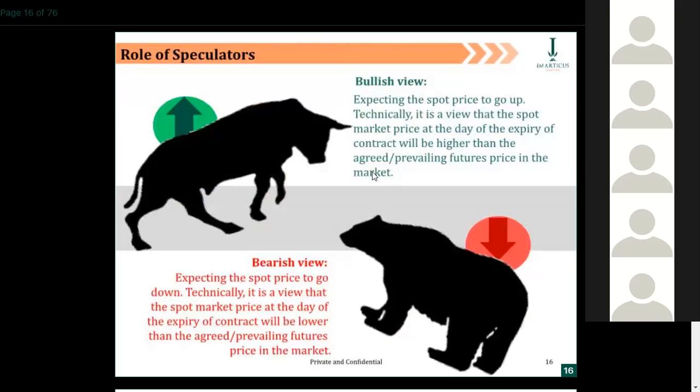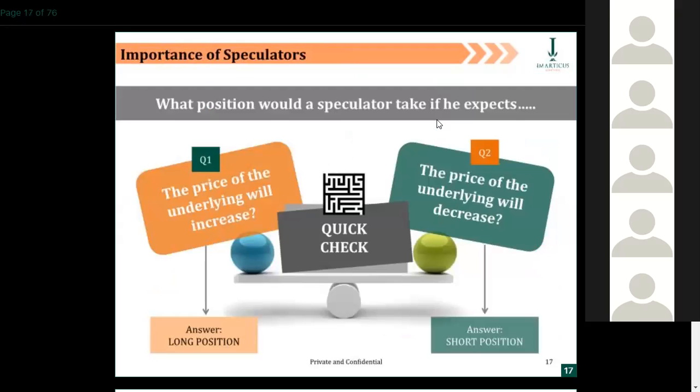Okay, so bullish view, bearish view. This is expecting the spot price to go up. That's the bullish view. That's the term used in investment banking. I'm bullish means I'm expecting the share price to move up. Bearish means expecting the share price or stock price to move down. So that is how you say bearish view or bullish view, right?